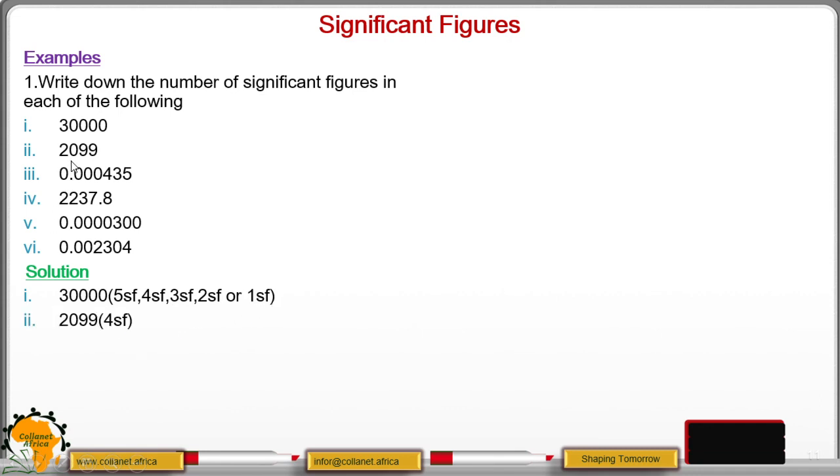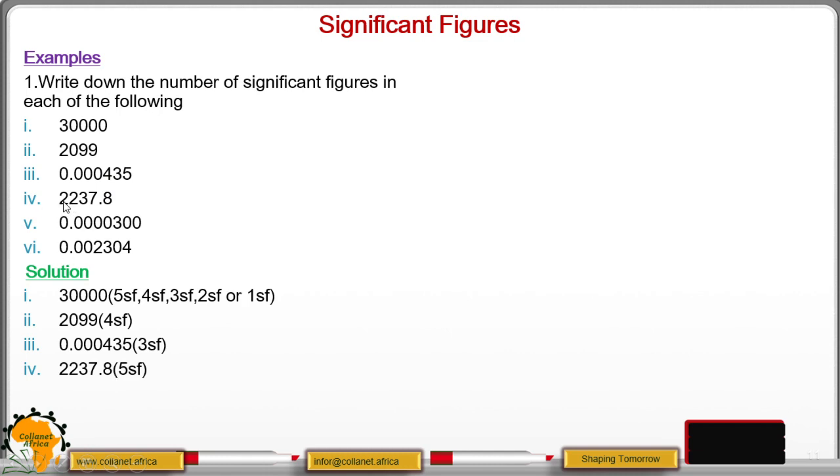Then we move to the second one. Because we have 0 that is in between 2 non-zero digits, then it is important. So you just need to count 1, 2, 3, and 4. So this number is correct to 4 significant figures. Then you move to the third one. We have zeros before and after the decimal point. We have mentioned earlier that they are not important. So you count from the first non-zero digit. You have 1, 2, and 3. So this number is correct to 3 significant figures.